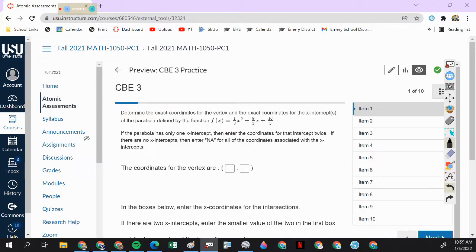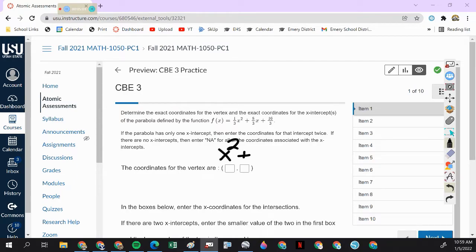What would I multiply this one by to clear out all the fractions? 3. Is multiplying by 3 going to change the graph? Yes. Will it change the roots? No. So don't multiply before you find the vertex, because multiplying will change the vertex, unless the vertex is a root. But multiplying will never change the roots. So we times everything by 3.